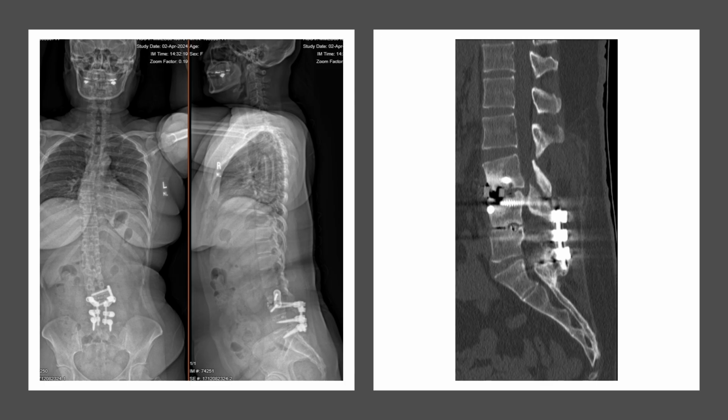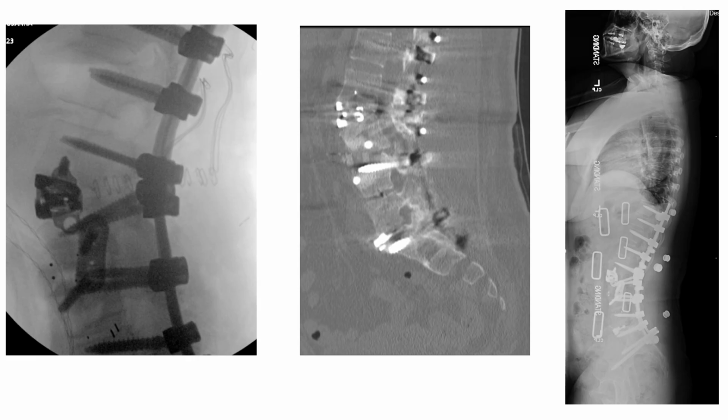So in this case, I needed to get a lot of correction at the level above and also at L5-S1. So this is a perfect case, in my opinion, when you have an open lateral disc to do an anterior column release. So we did an anterior column release.